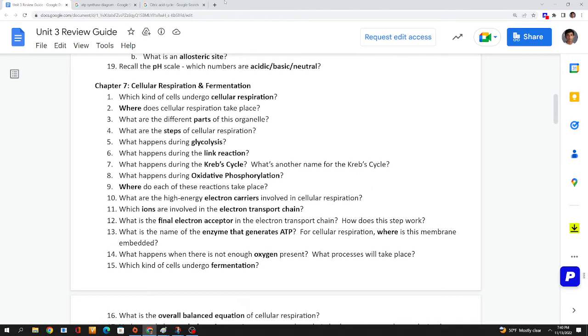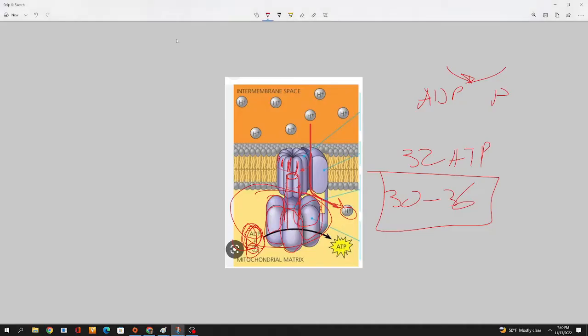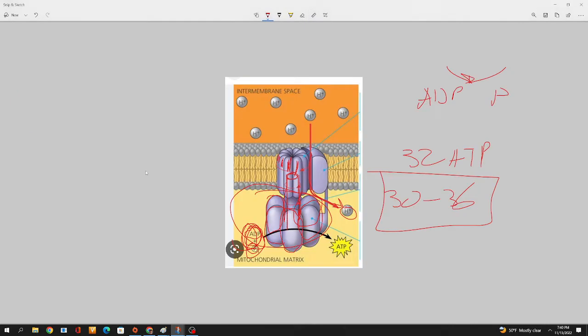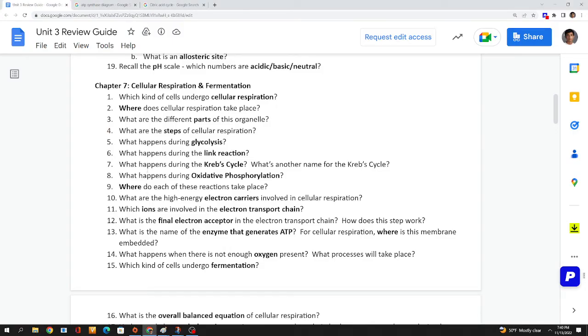Okay. So I kind of explained what everything is. So I kind of explained 8, 9, what are the high electron carriers involved in cellular respiration. 10 is the NADH, or NAD+, or FADH. And by the way, note that it's not only NADH that does this process of shooting electrons into the electron transport chain. It could also be FADH too, to make FAD eventually. So that also happens. Which ions are involved in the transport chain? Those are protons. Electrons are also involved in the transport chain as well.